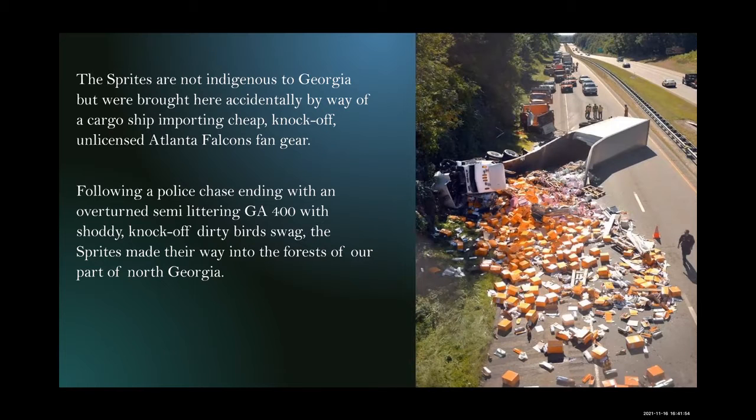importing cheap, knockoff, unlicensed Atlanta Falcons fan gear. Following a police chase ending with an overturned semi littering Georgia 400 with shoddy, knockoff Dirty Bird swag, the sprites made their way into the forests of our part of North Georgia.